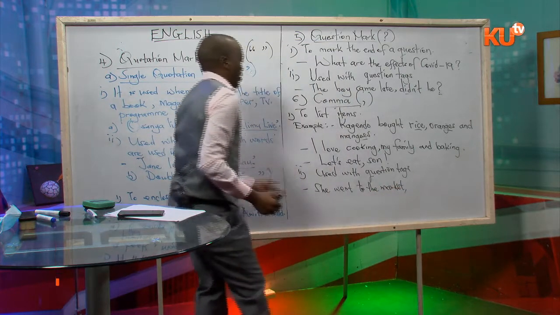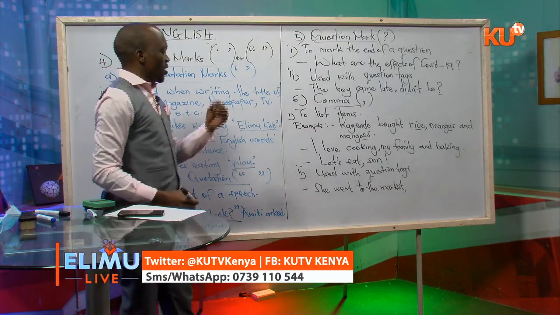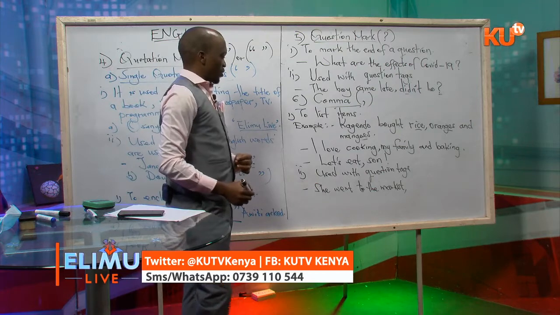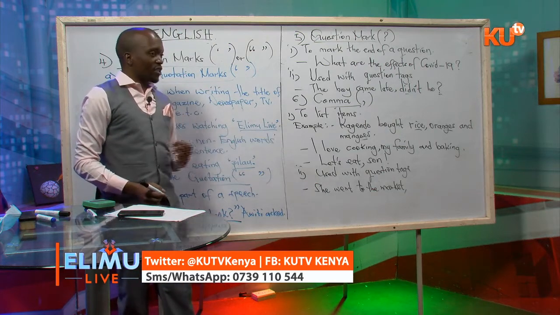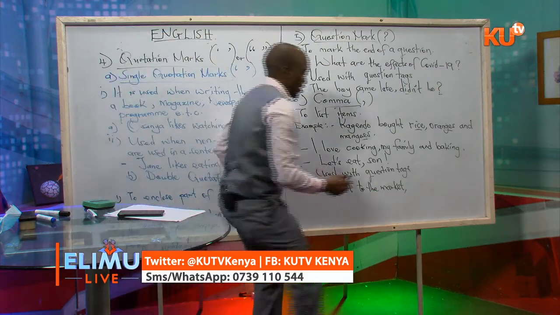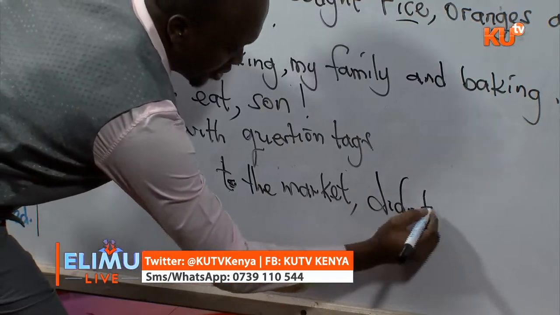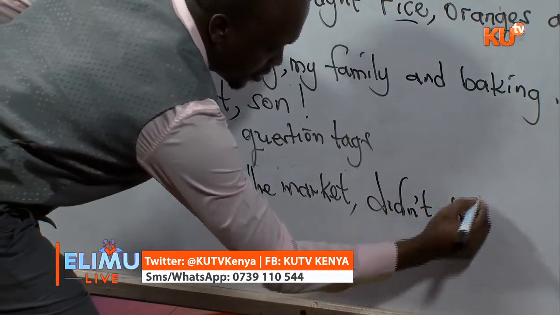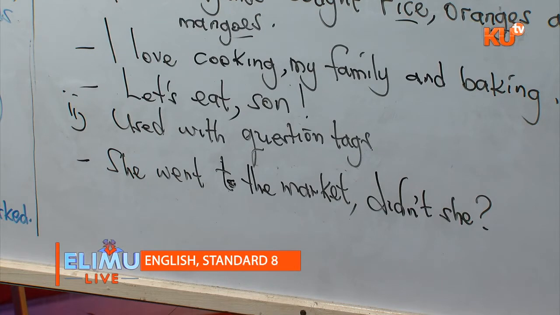When we want to attach a question tag to this one, the first rule in question tags is always to start with a comma. So we are going to use a comma here. She went to the market, attach a question tag to it: didn't she? She went to the market, didn't she?